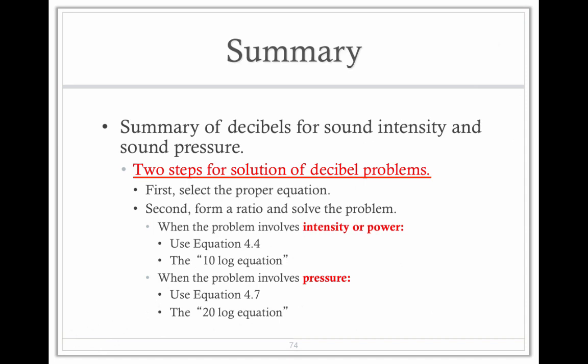So, decibels for sound intensity and sound pressure. There are 2-step solutions for these decibel problems. First, you have to choose the proper equation, then you form a ratio and you solve the problem. If it's an intensity problem, you use the 10 log equation. If it's a pressure problem, you use the 20 log.